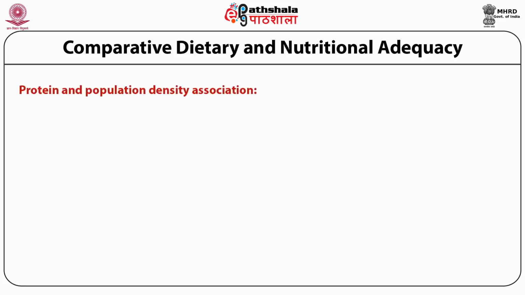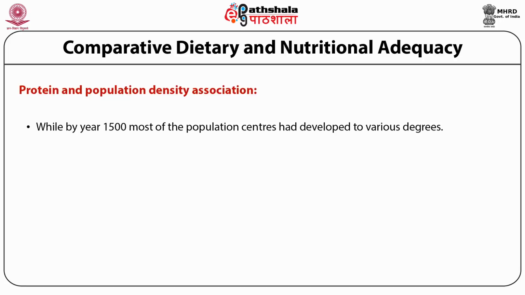Protein and population density association. By the year 1500, most of the population centers had developed to various degrees. The vast majority of the agricultural population continued to depend on foraging to provide a significant part of their diet. That is why the density of the population supported by a particular system is closely linked with the availability of fish, edible mammals, and milk and its products.